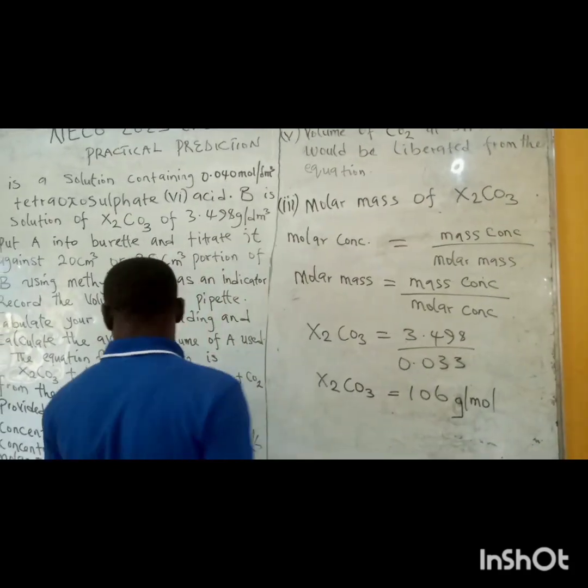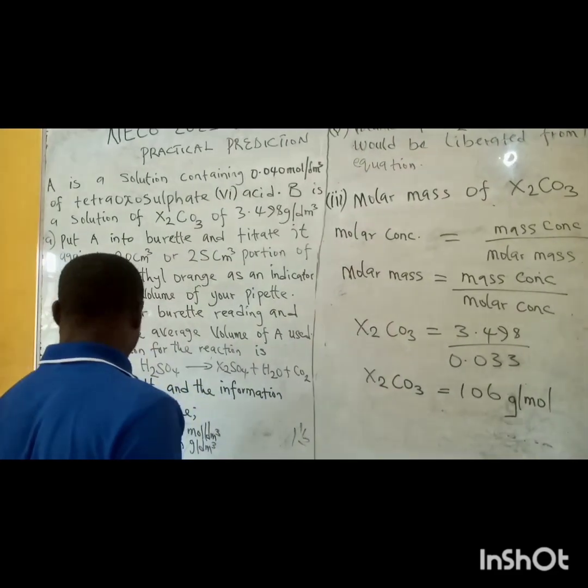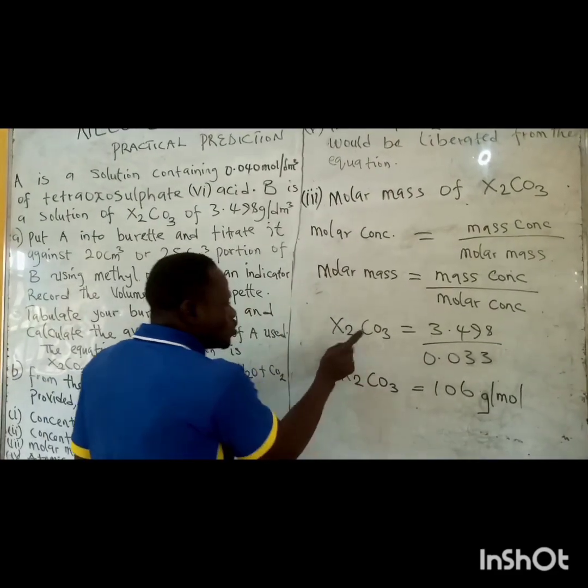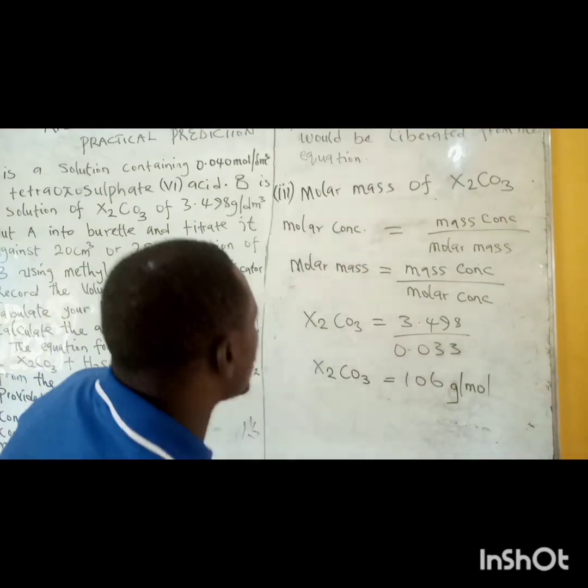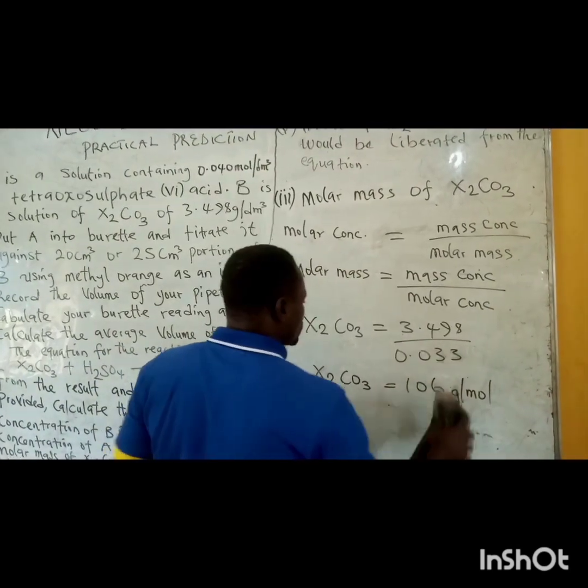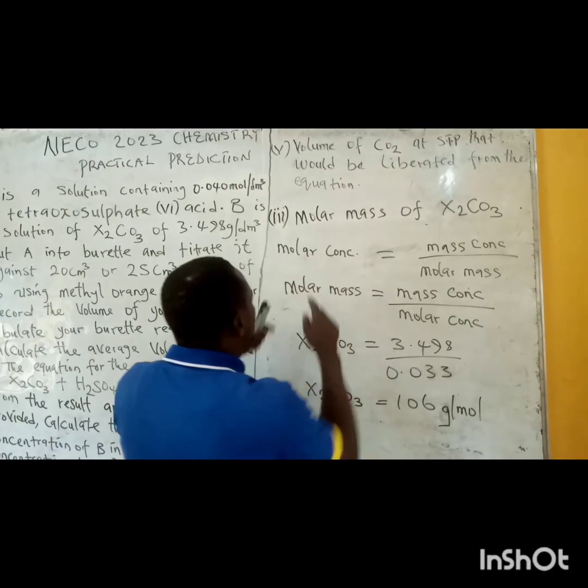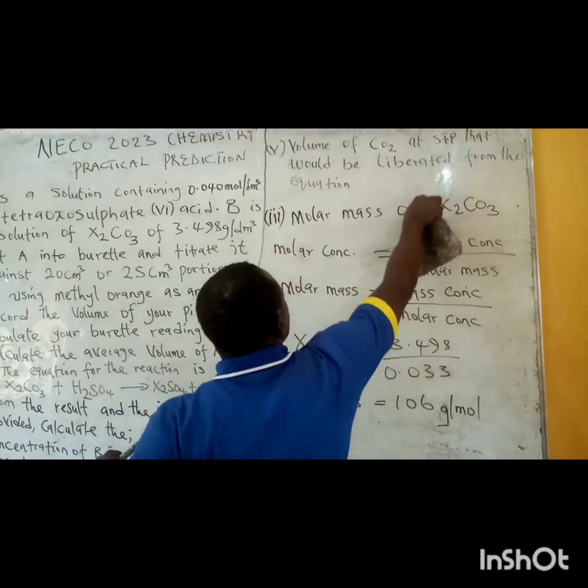Remember, the unit of molar mass is grams per mole. So the fourth question we are going to look at is the atomic mass of S. We are going to look at the atomic mass of S in this question. We are still going to do the same thing. We are only going to change this one.